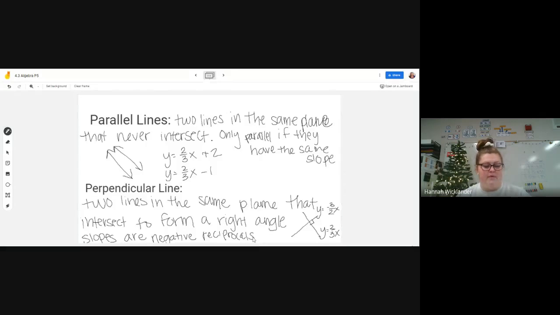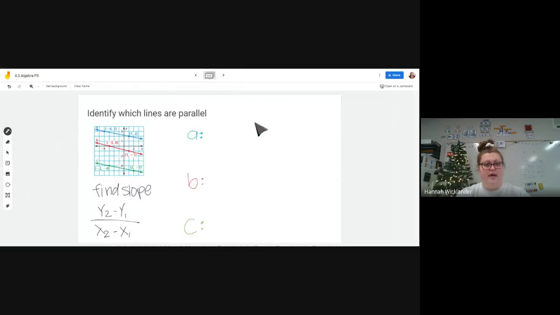So today we're going to be dealing with parallel and perpendicular lines. So it's kind of the same stuff we've been working with, slope-intercept form. It's just parallel and perpendicular. So now we're going to identify which lines are parallel. So if they're parallel, is the slope the same or the reciprocal? You can just put same or R, because reciprocal is a hard word to spell.